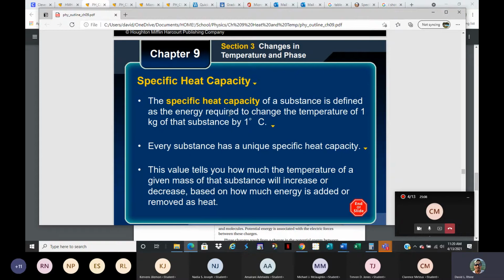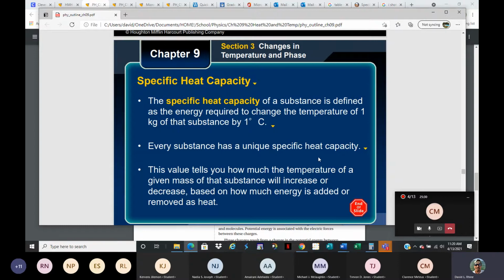So now what I'm getting at there is I'm removing heat. So I can raise or lower the temperature of something, and the specific heat capacity is just how much heat I have to add to increase the temperature, or how much heat I take away to decrease the temperature.